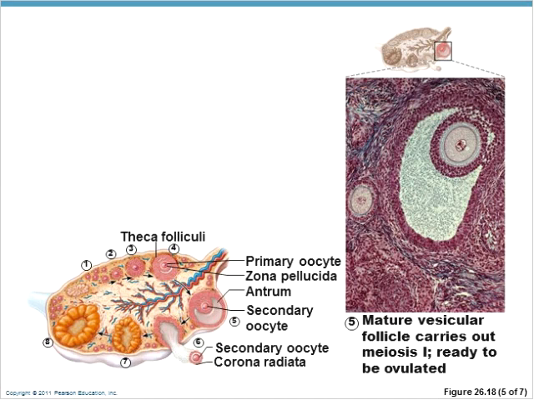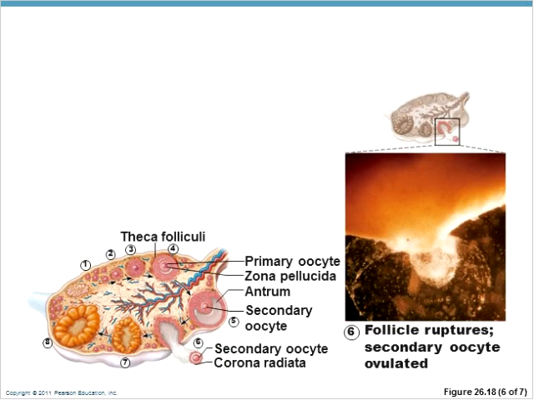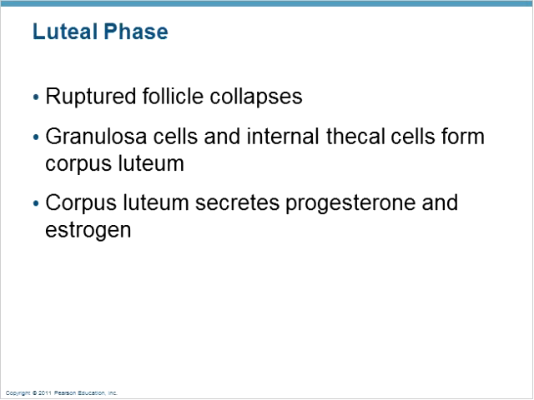And this takes you to that process as a mature vesicular follicle, which is carried out. Meiosis I is complete, ready to be ovulated. You can see that large antrum located right there. And you see where that follicle ruptures and expels the contents out into the abdomen to be picked up, hopefully, by the fimbria of the fallopian tube.